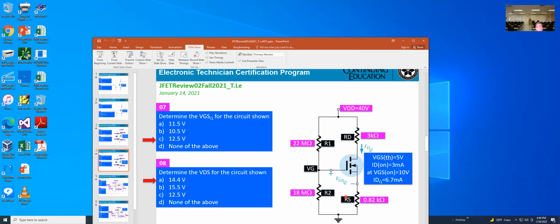Number 8, they want to know VDS. VDS from here to here. They will be equal VD minus VS. Okay? You have to know the VD and you have to know the VS. That's why you can get VDS. The answer will be A, 14.4 volt.